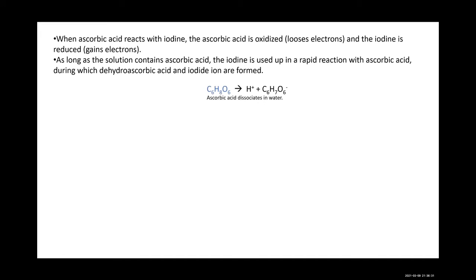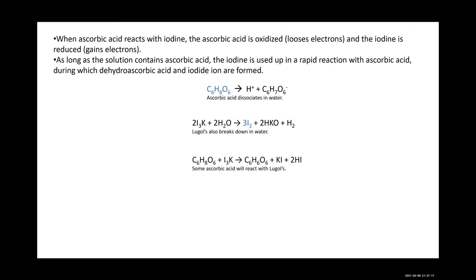So first, ascorbic acid, like most acids, will dissociate in water and produce some hydrogens. The Lugol solution will also break down in the water and we will get some free iodine. Some ascorbic acid will react with Lugol's, and we will also have ascorbic acid and iodine together, which will result in the oxidation of the ascorbic acid and the production of iodide.